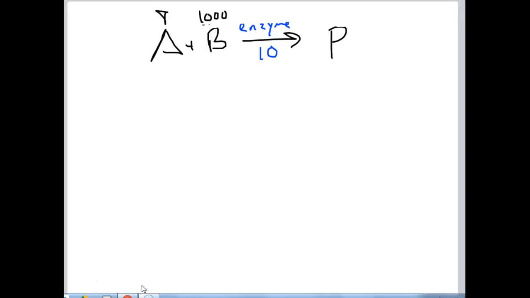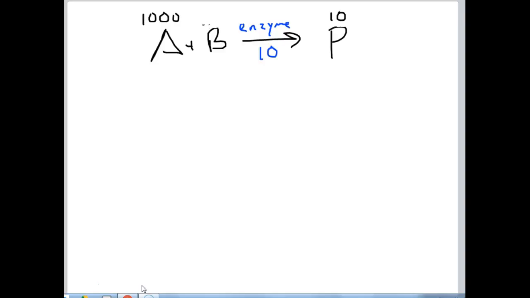But let's say that we have both A and B in excess. We've got 1,000 molecules of A around and 1,000 molecules of B around. But our enzyme can only process those reactants at 10 molecules per second. After 1 second's time goes by, we will only make 10 molecules of P. It is the enzyme that is limiting our reaction.